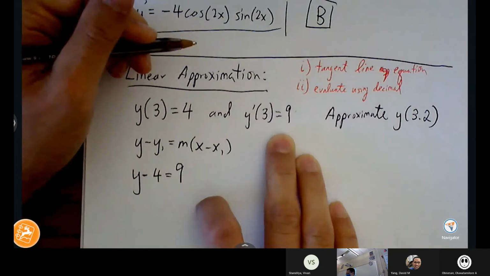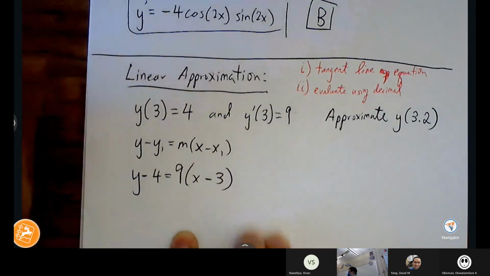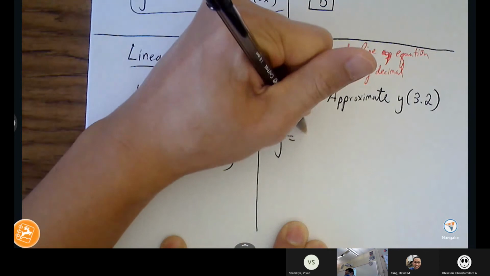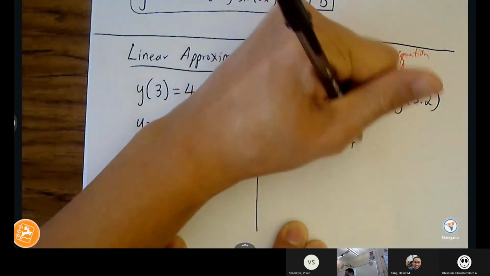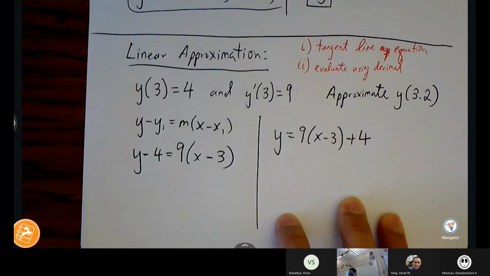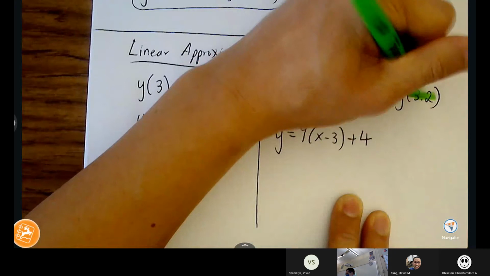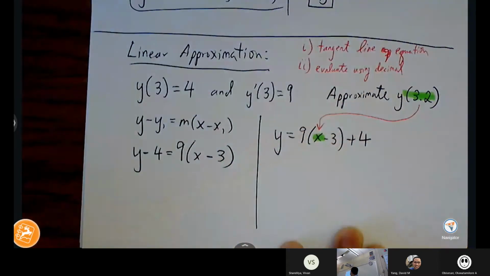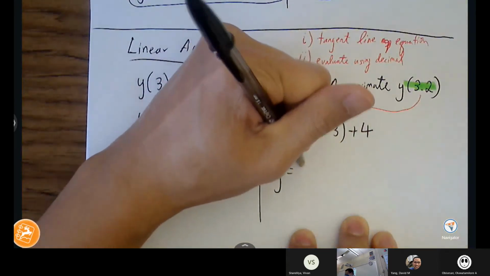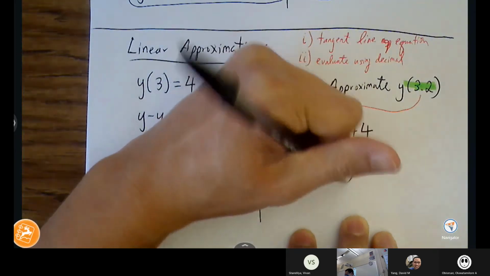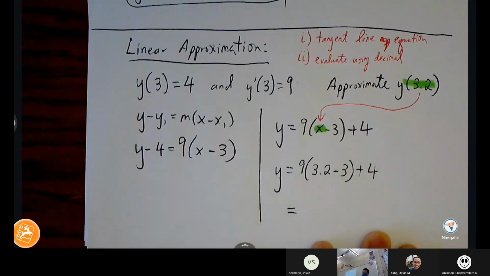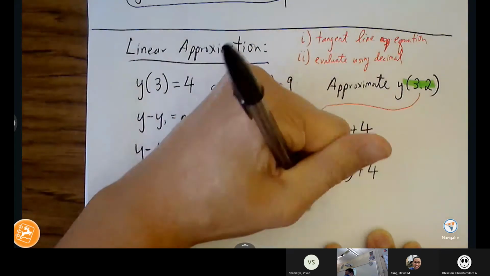Slope is 9. x minus 3. I'm going to do a little bit of cleanup with my tangent line equation just to get that y by itself. So most of the problem is already done. Here's your final step. Put that decimal in for the x and see what value you get. 4.8.